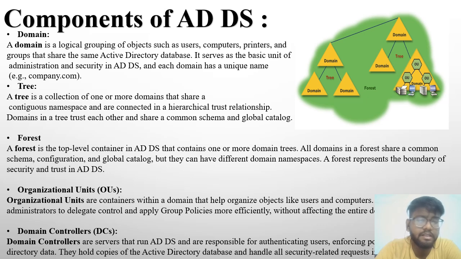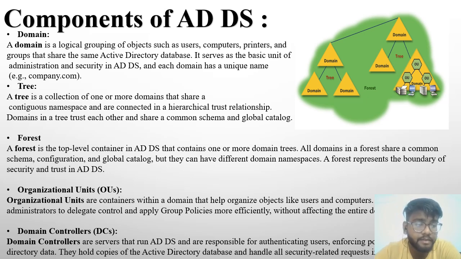Next is the tree. A tree is a collection of domains that share a contiguous namespace and are connected in a hierarchical relationship. As you can see in the diagram, a collection of domains is called a tree, and a collection of trees is called a forest, which shares a common schema, configuration, and global catalog. It represents the boundary of security and trust in ADDS.